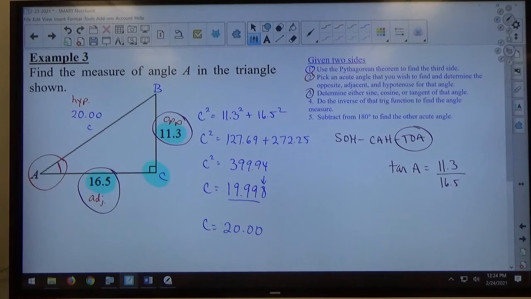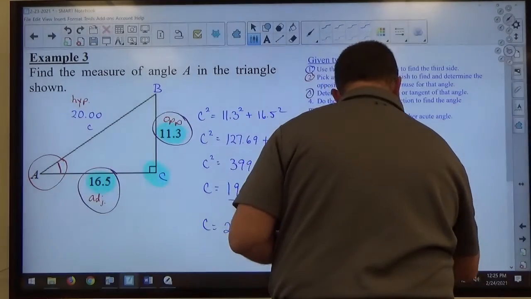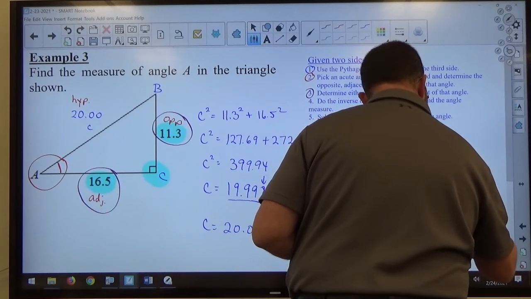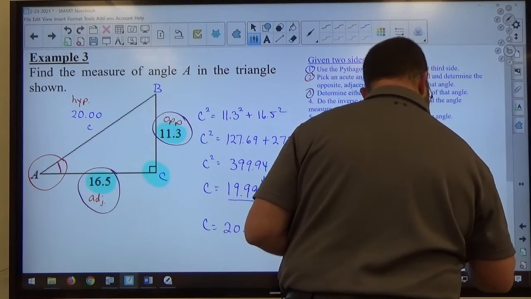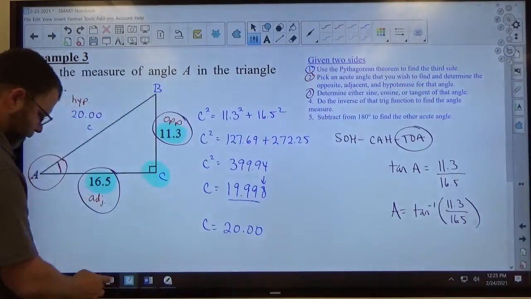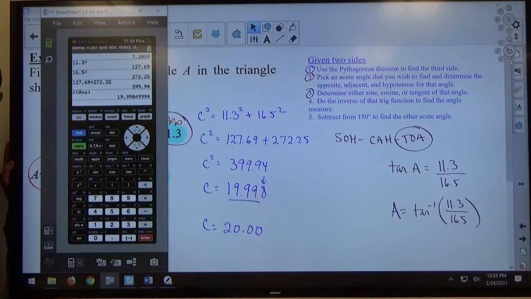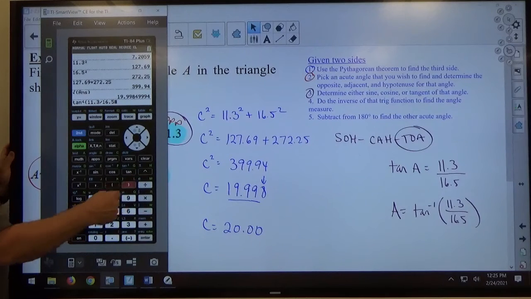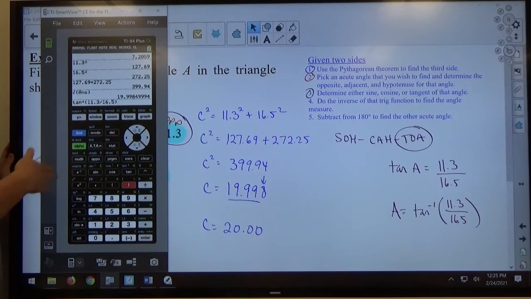Now the unknown in that picture is the angle measure. All right? So what I'm going to do to find the angle is I'm going to do the inverse tangent of that. So on your calculator, hit the trig button, it says sine, cosine, tangent. You keep arrowing down, you eventually get sine minus 1, cosine minus 1, tan minus 1. I want tan minus 1 of 11.3 divided by 16.5, and then I do it in parentheses. And go ahead and leave it as a fraction.